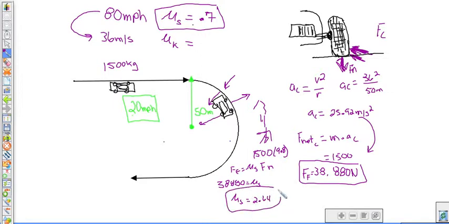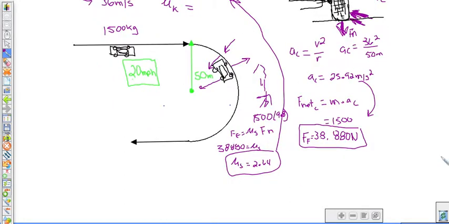Now, even if that was divided amongst two tires, likely it's just the outside two tires, you see there's no way I'm going to make that turn. Because if I start to exceed 0.7, I'm going to start to skid. So that is not going to work. I'm going to fall off the cliff and I'm going to die.